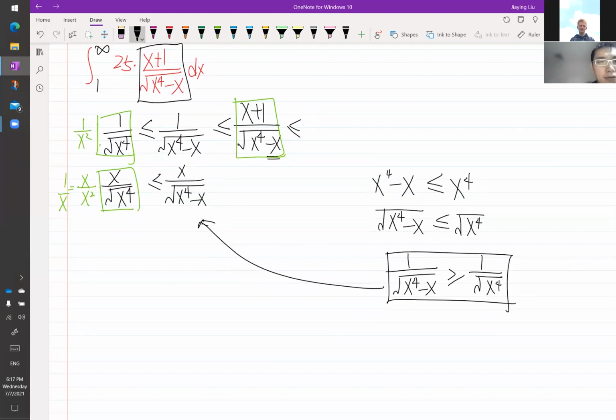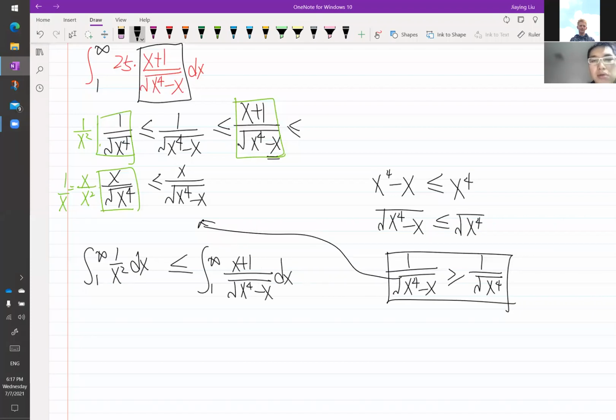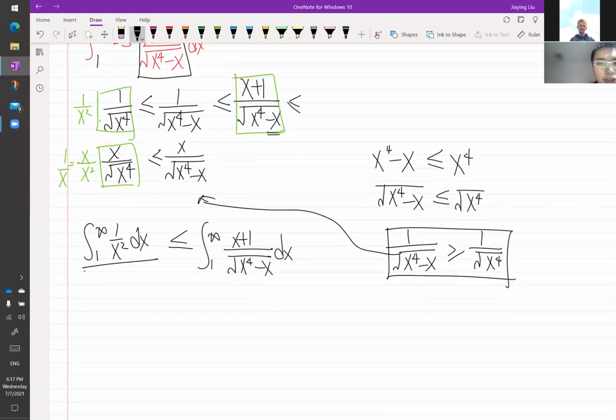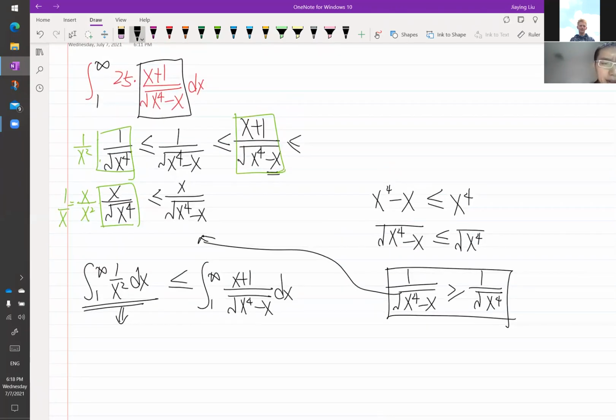So the next step is that the integral from 1 to infinity of 1 over x squared dx will be less than or equal to the integral from 1 to infinity of x plus 1 over square root of x to the fourth minus x, the given integral. So we're just going to focus on this part to see if it is convergent or divergent. What do you think? Is that convergent or divergent? Based on what we did before, right? If I remember well, I believe that this integral is going to be convergent, right? So this part is convergent.